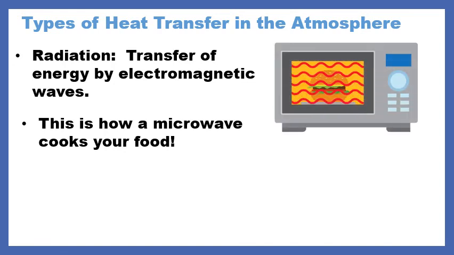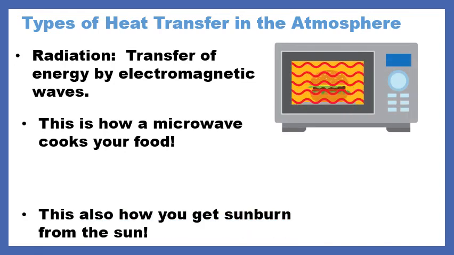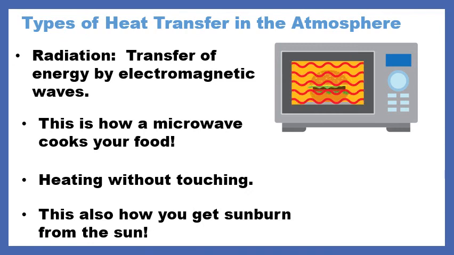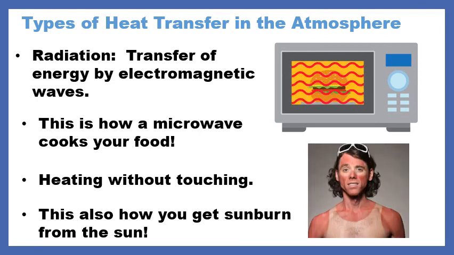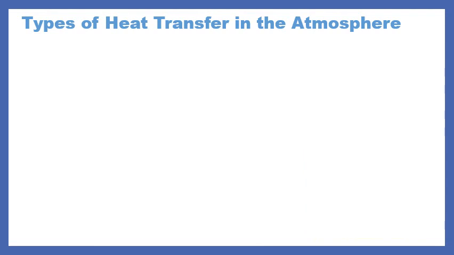This is actually how a microwave cooks your food. And the key is heating without touching. No actual heat or fire touches your food in the microwave, but it still gets hot because the energy is moving up the particles in your food. This is also how you guys get sunburned. Ouch. You don't actually touch the sun, but it can still burn your skin.